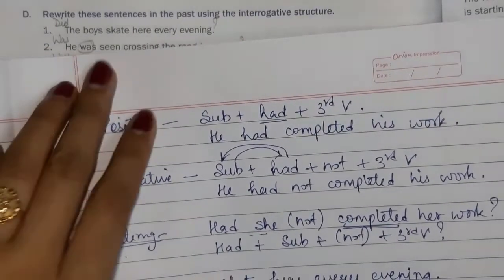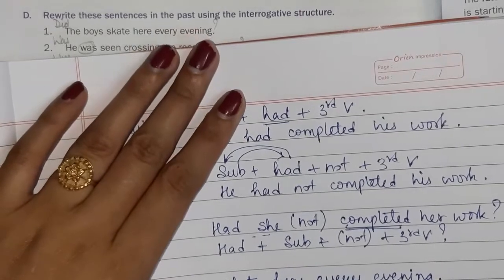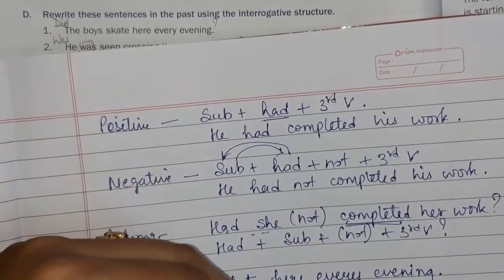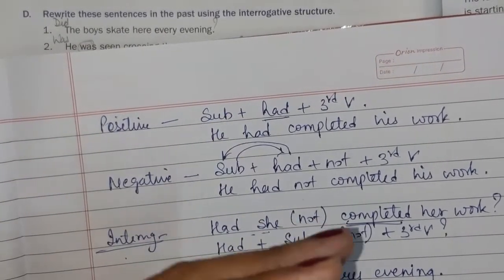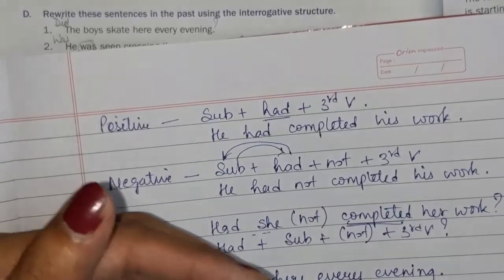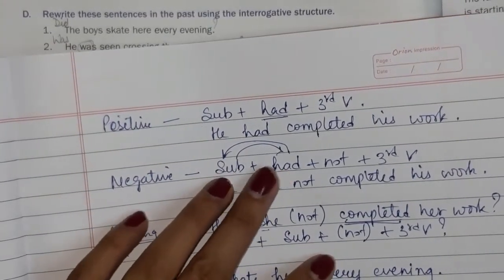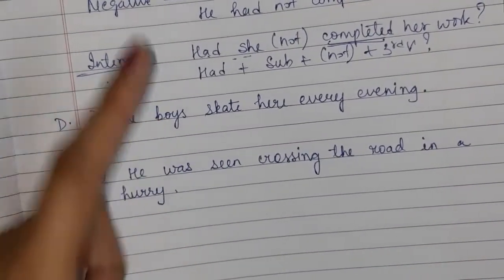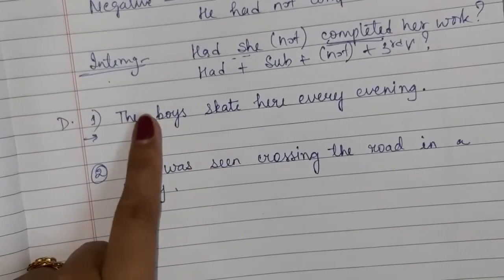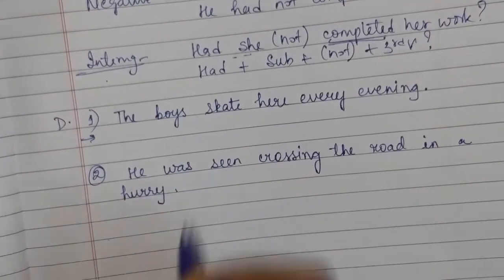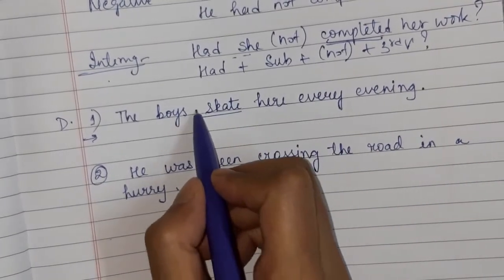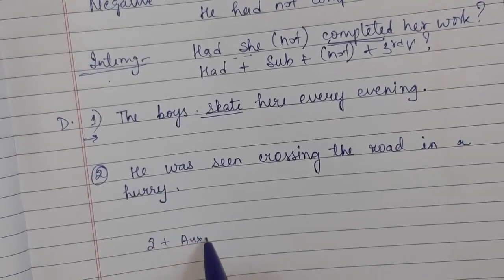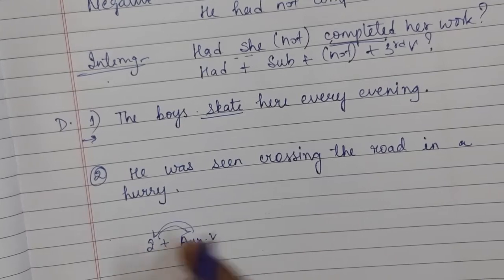Number D question is: rewrite this sentence in the past using the interrogative structure. It means you have to change this sentence into an interrogative sentence, a question sentence. I already explained the shortcut to change a normal sentence into a question sentence. You just have to change the places of the subject and the auxiliary verb, and then the question is ready. The first question given in the book is: the boys skate here every evening. Now see the verb, this skate. As I told you, to make a question sentence, the subject and the auxiliary verb, that is the helping verb, change their place and the question is ready.